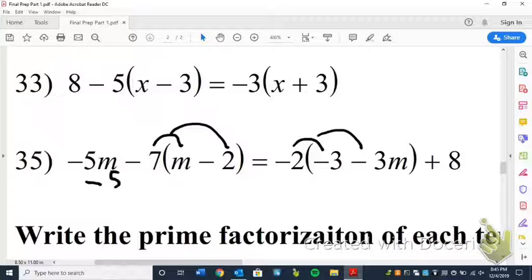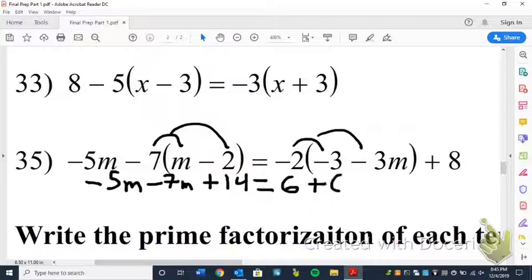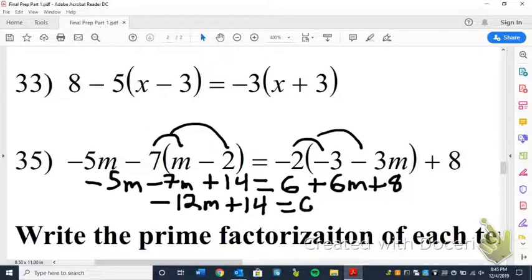So, -5m, we then... I just totally forgot what distribution was called. It's called distribution, in case you're wondering. -5m minus 7m plus 14 equals 6 plus 6m plus 8. So on both sides now we can combine like terms. On the left side, we combine our negative 5m and our negative 7m to get negative 12m plus 14. And on the right-hand side, we're going to combine our 6 and our 8 to get 14.